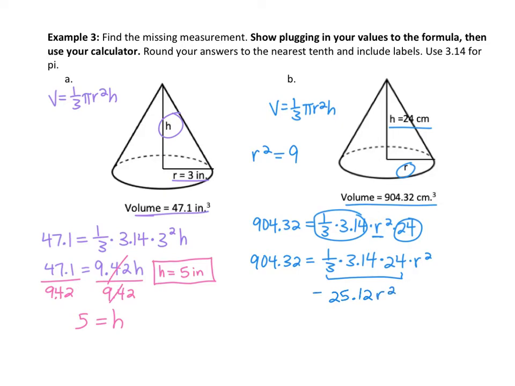R squared is equal to 904.32. Now our next step is going to be the same as we did over here. So to get the h by itself, we divided by its coefficient to both sides. We're going to do that too to get the r squared by itself. So we'll take care of the squared in a minute. You cannot get rid of the squared right now. We need to divide by that coefficient, which is 25.12. So let's divide that.